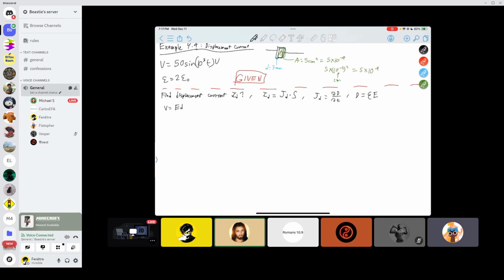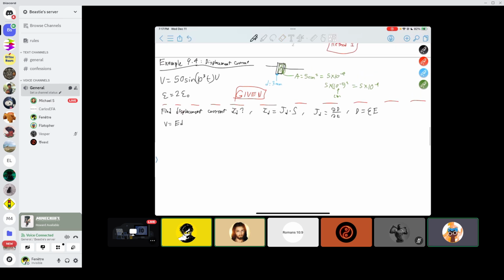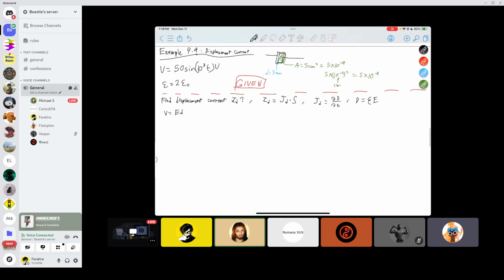Okay, so I will explain everything right now. So this is epsilon. Everything above the red dashed line is given to us: the distance, the area, the voltage, and the epsilon region. Epsilon equals 2 epsilon naught. Now what we need to do is find the displacement current, ID.